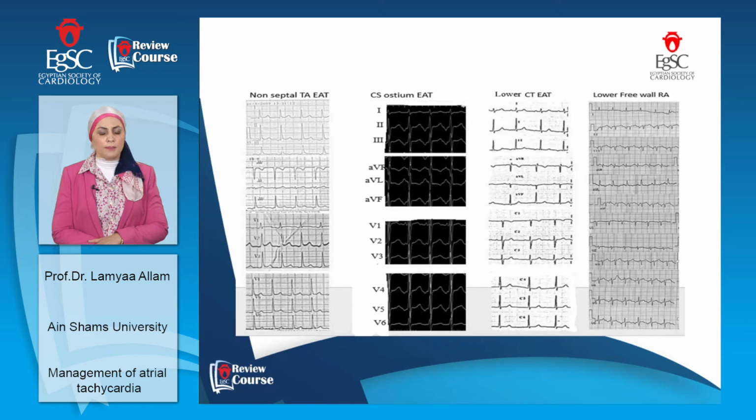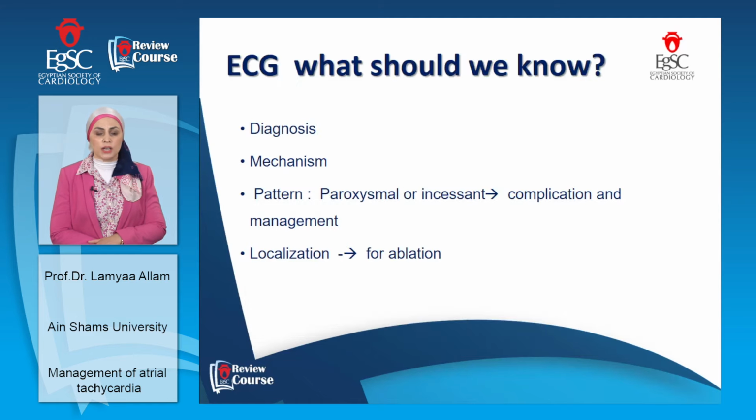And we found that the precordial leads from V2 to V6 are negative in the tricuspid annulus and the coronary sinus ostium atrial tachycardia, while they are positive in the lower part of the crista terminalis. And we can differentiate between coronary sinus ostium and tricuspid annulus atrial tachycardia through the P wave in V1, which is negative in tricuspid annulus atrial tachycardia, while it is positive in the coronary sinus ostium atrial tachycardia.